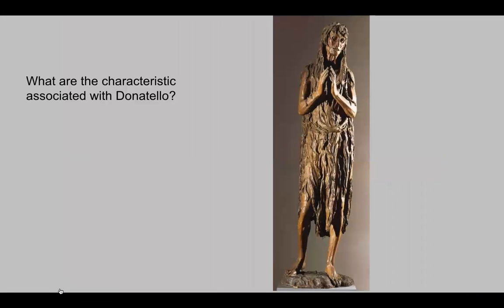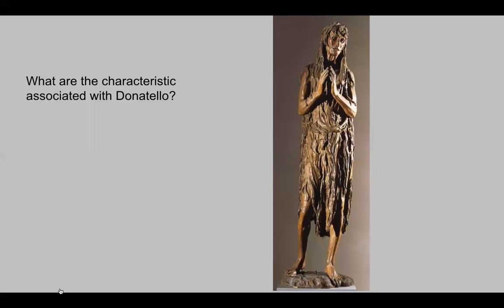This is a later piece by Donatello in wood. And so I mentioned that Donatello could do bronze, which we just saw. We saw earlier pieces in stone. This is a good example of his wood. And so he chose the media based on whatever the quality was supposed to be of the piece.